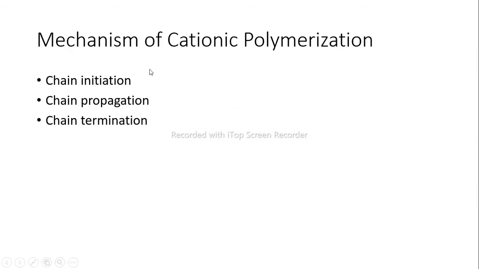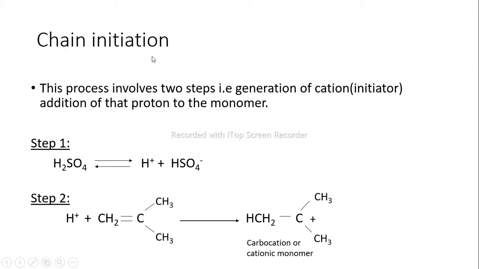Mechanism of cationic polymerization. Cationic polymerization takes place in three steps: the chain initiation step, the chain propagation step, and the chain termination step. First, the chain initiation step. This step is used to start the polymerization reaction. It is further divided into two steps. In the first step, a cationic initiator is generated, and in the second step, that cationic initiator reacts with a monomer. Let us take an example.